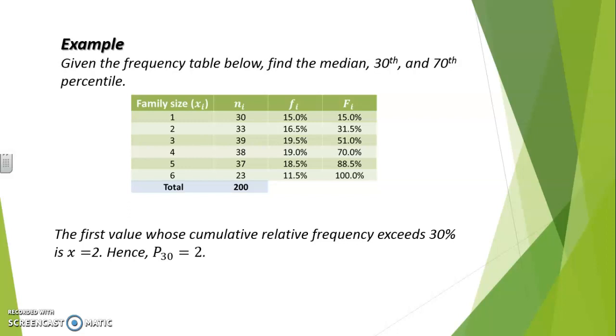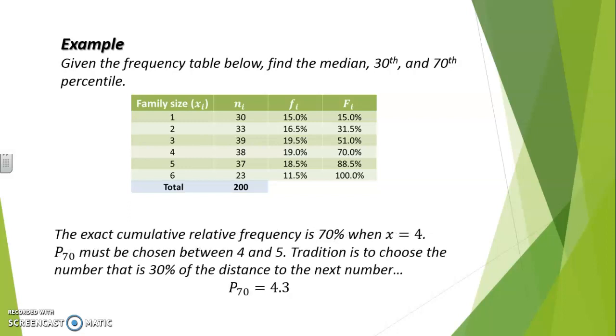When looking for the 30th percentile, we'll observe that the first value whose cumulative relative frequency exceeds 30% is x equals 2, and therefore the 30th percentile is 2. This time, however, none of the values are the first to exceed specifically 70%. We have reached the exact cumulative relative frequency of 70% when x is 4. So P70 should be chosen between 4 and 5.